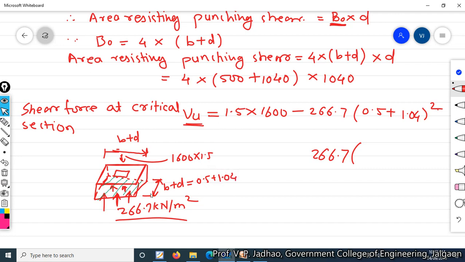Now the area of this critical section will be the square of this, therefore (0.5 plus 1.04) square. If we consider the upward direction as negative, or we are considering the shear force direction upward as negative, so negative, and now this load will be there, 1600 into 1.5. This is the value of our shear force.